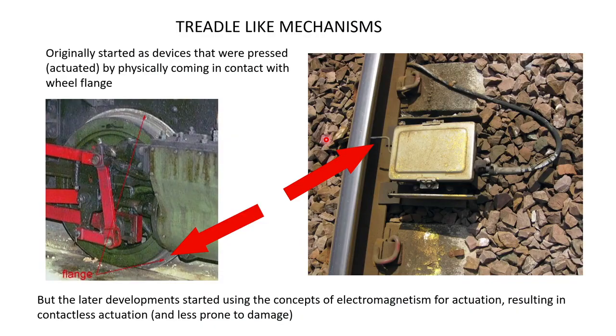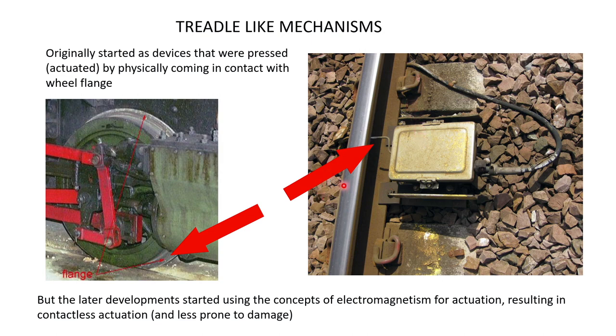Now, in the past, axle counters were based on treadle-like mechanisms. What treadles basically are is that you see this box here. This box had a little arm connected to it, and then you see the wheel. The wheel has flange. Flange has a certain depth, and as the wheel went over this, the flange would press this arm, and this arm would actuate the electronics inside this box, and that would register whether the wheel or axle had passed over it.